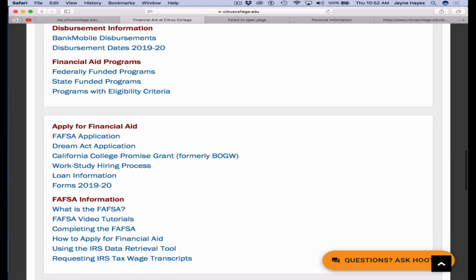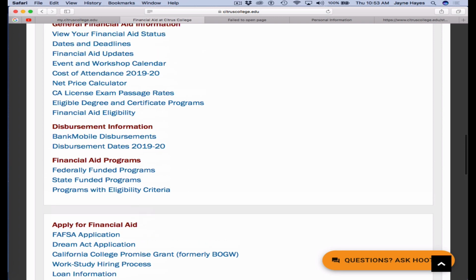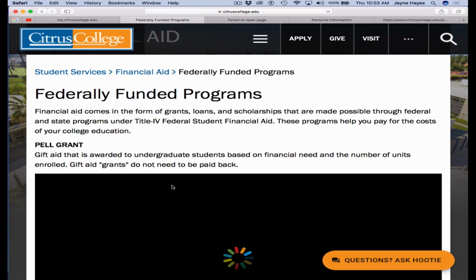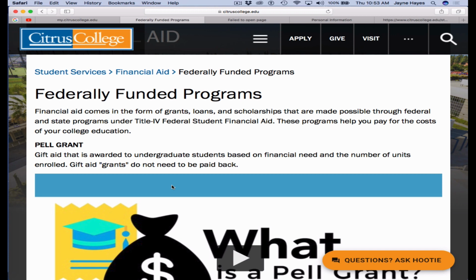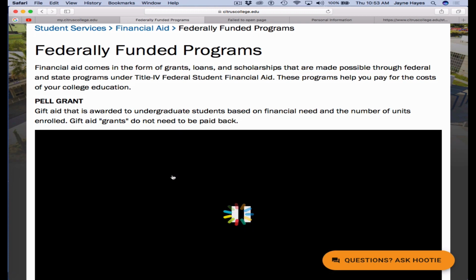So if we scroll down here, okay, so right over here. Okay. So federally funded programs, go ahead and select that real quick. So financial aid programs, these are the programs that you want to look out for to see exactly what you're going to qualify for, okay? And basically, what do they mean? So federally funded programs include the federal Pell Grant, right, which is here.